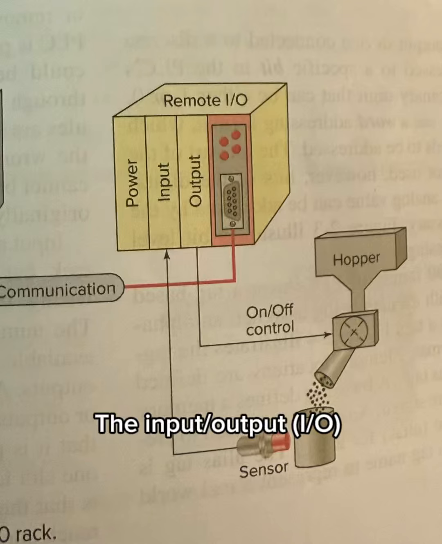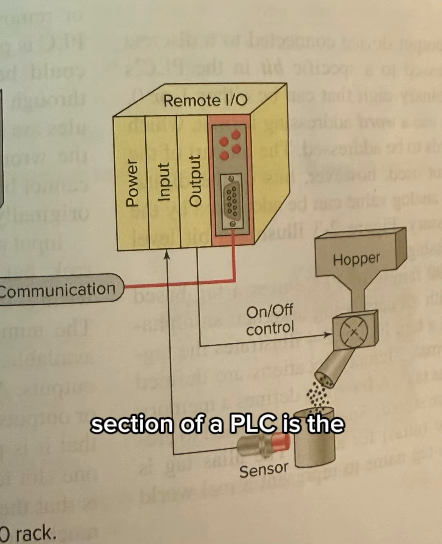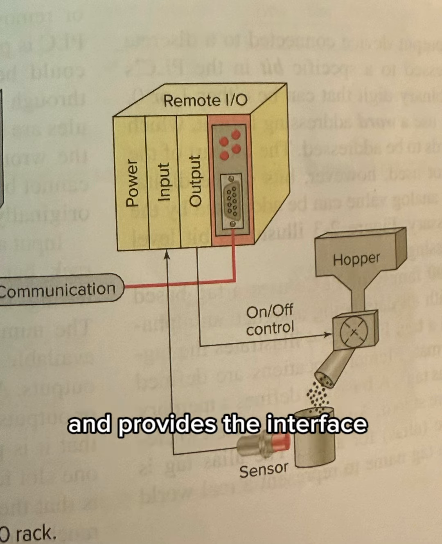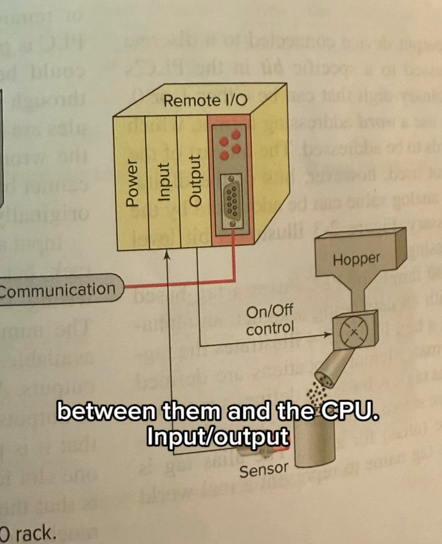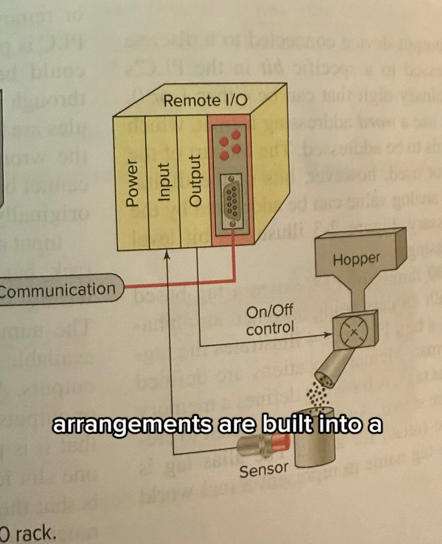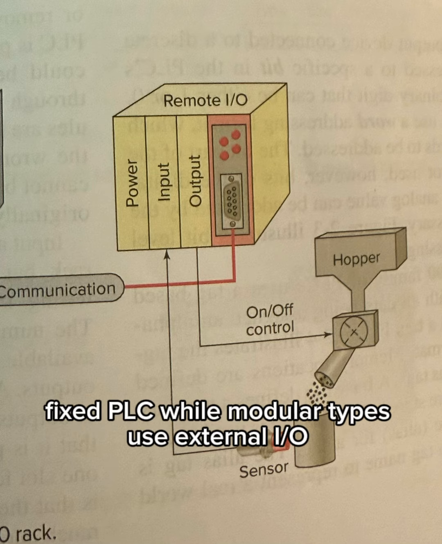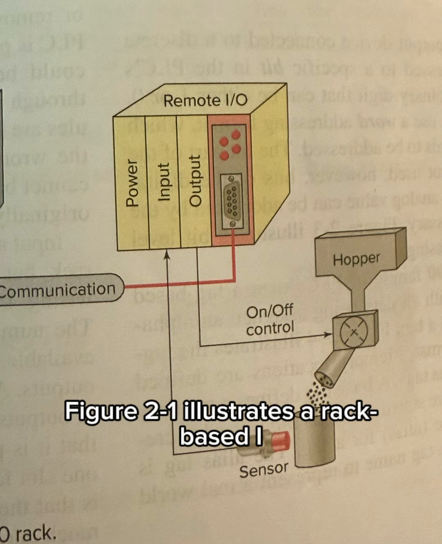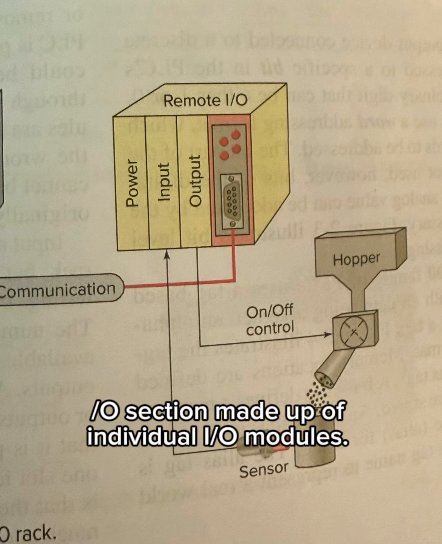The input-output (I/O) section of a PLC is the section to which all field devices are connected and provides the interface between them and the CPU. Input-output arrangements are built into a fixed PLC, while modular types use external I/O modules that plug into the PLC. Figure 2.1 illustrates a rack-based I/O section made up of individual I/O modules.